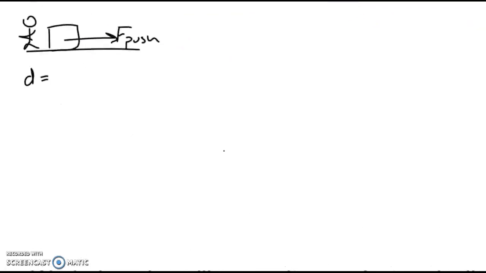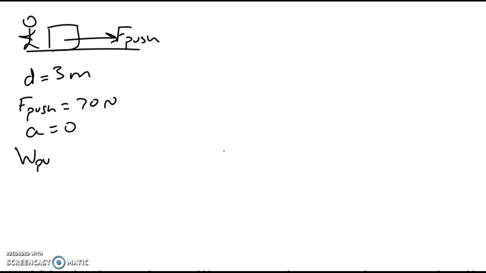All right, so going back in here. 3 meters is our displacement. Our pushing force, we're told, is 70 newtons, rightwards. And we're moving at a constant speed, so acceleration is 0. And we're trying to calculate the work that Sarah does on the crate.